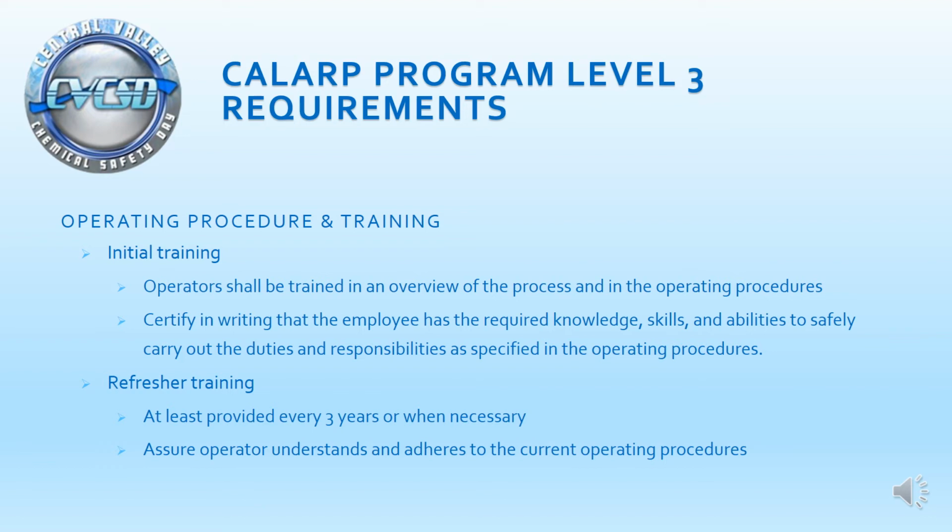The other option for initial training would be to certify in writing that the employee has the required knowledge, skills, and abilities to safely carry out their duties and responsibilities as specified in the procedures. They would have needed to be operating a process before June 21, 1999 for this to apply as a written certification rather than initial training.